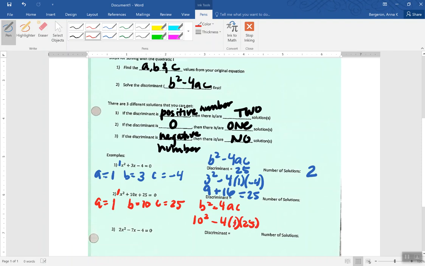So 10 squared gives me 100. And then negative 4 times 1 gives me negative 4. And negative 4 times 25, right? Negative 4 times 25 gives me negative 100. So I would have 100 and negative 100, which ends up being 0. So my discriminant here is 0, which means from our list, if I have a 0, I get 1 solution.